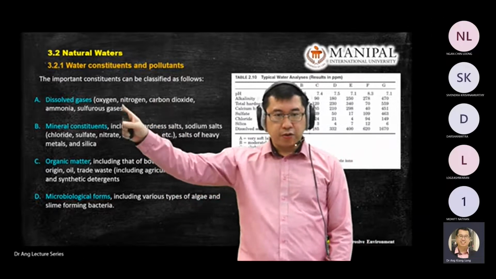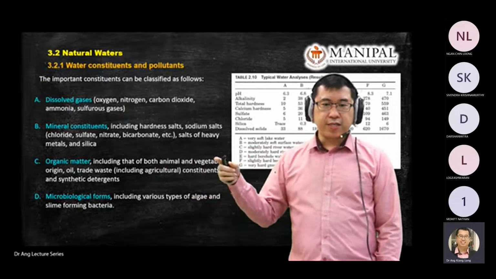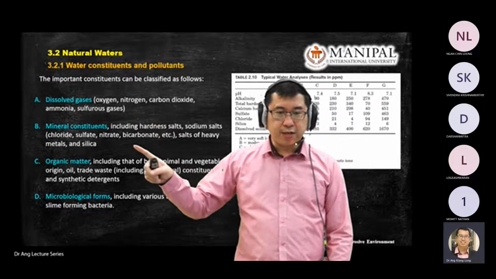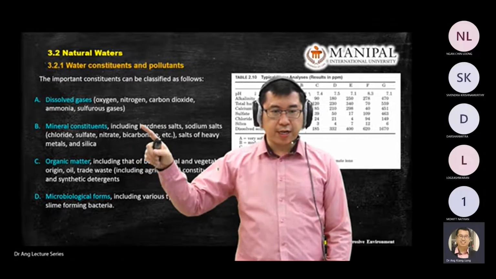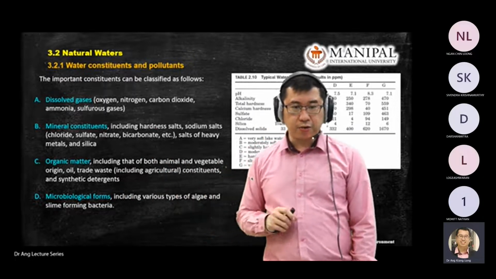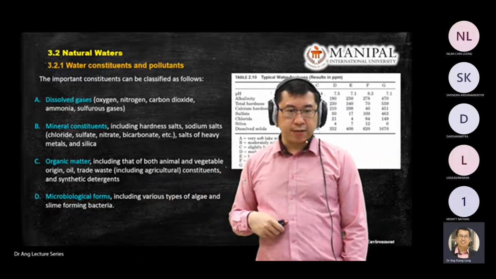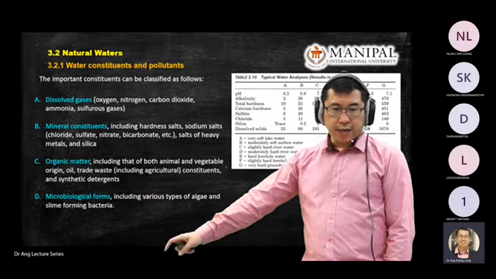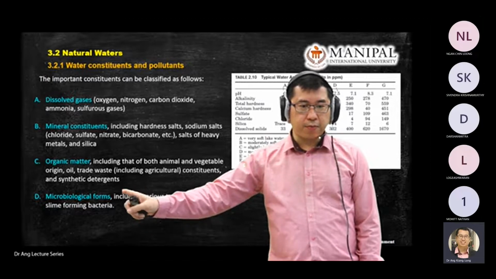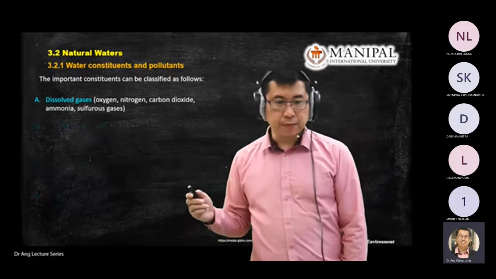I already highlighted all the important points there. You can read. For gases, you have nitrogen, oxygen, ammonia, and sulfur gas. All these contribute to corrosion, right? And then minerals, for example bicarbonate, nitrate, sulfate. Later, I'll give you more information about this. Organic matter means you think of agricultural, right? Pesticides, synthetic detergent, all this. And then another one is bacteria, or the more textbook word, microbiological form. Okay, let's look at the first one.